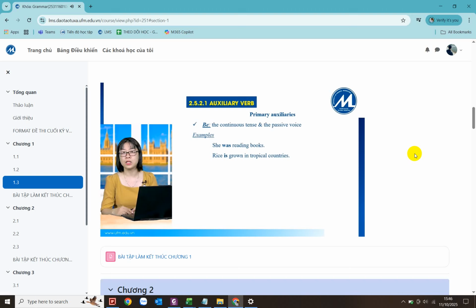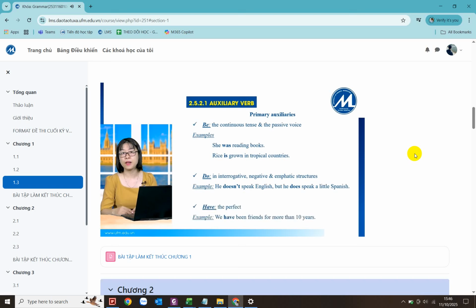For example, she was reading books. Rice is grown in tropical countries. Do is used in interrogative, negative, and emphatic structures. For example, he doesn't speak English, but he does speak a little Spanish. Have is used in the perfect tense. For example, we have been friends for more than 10 years.